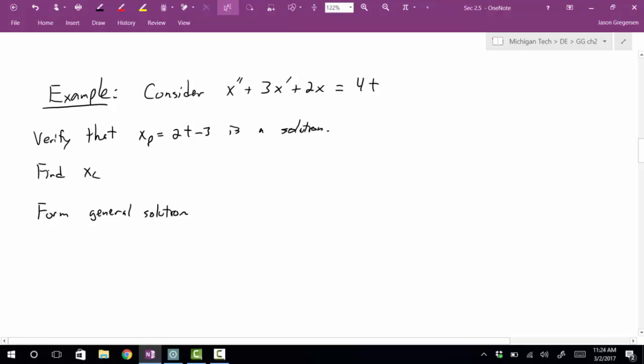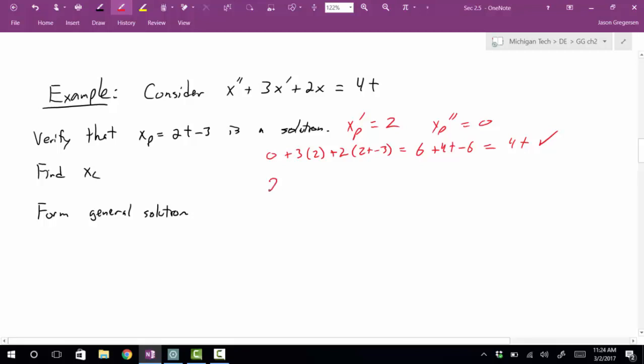All right, into the solution. What is the derivative of x sub p? 2. What is the second derivative? 0. Wonderful. Plug that guy in. We get 0 plus 3 times 2, plus 2 times x, which is 2t minus 3. Now I'm going to do those calculations. I get 6 plus 4t minus 6, which is equal to 4t. Perfect. That's what I wanted to get. I got that right-hand side. It is a solution.